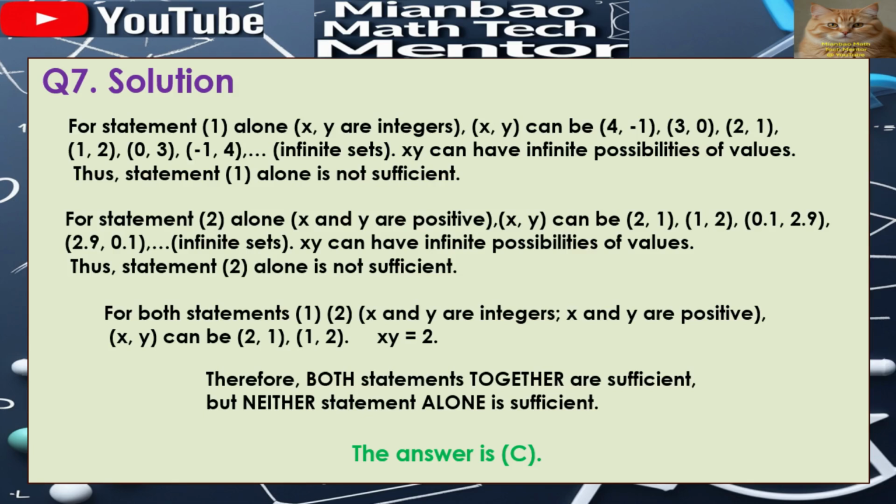For both statements 1 and 2, x and y are integers. X and y are positive. Then, xy can be 2, 1, or 1, 2. Thus, x times y equals 2. Therefore, both statements together are sufficient, but neither statement alone is sufficient. The answer is C.